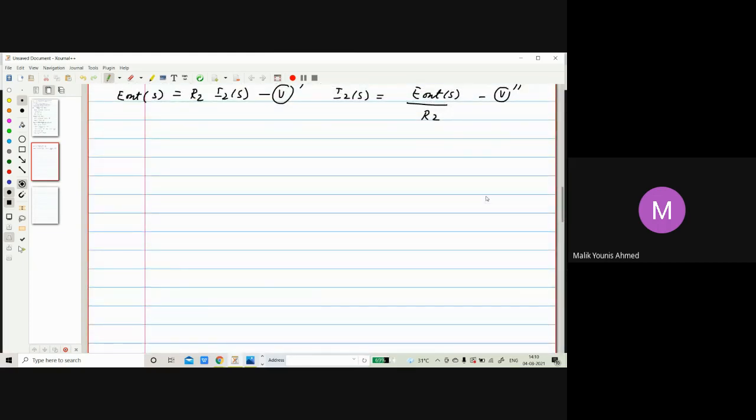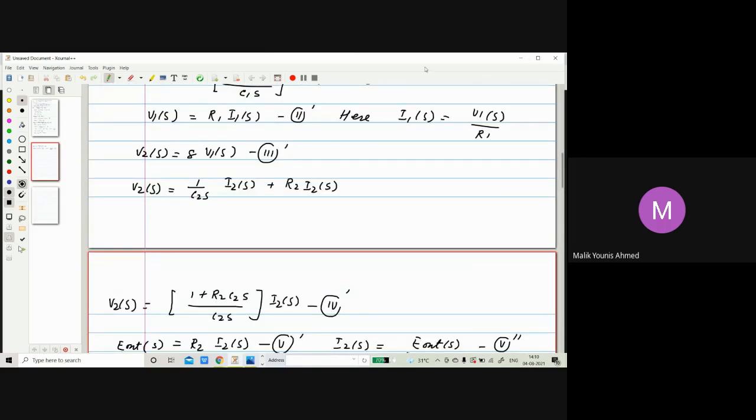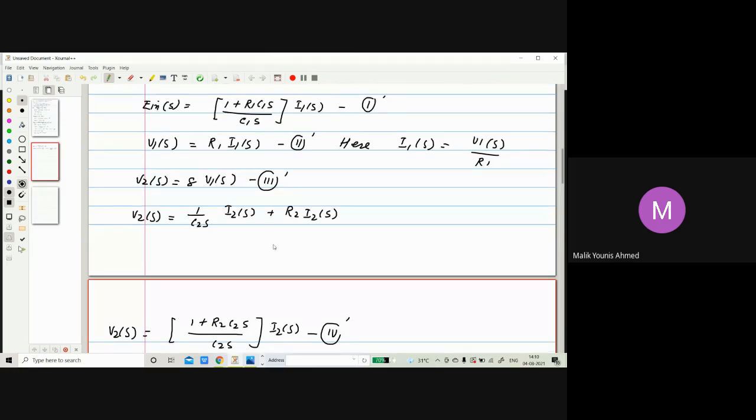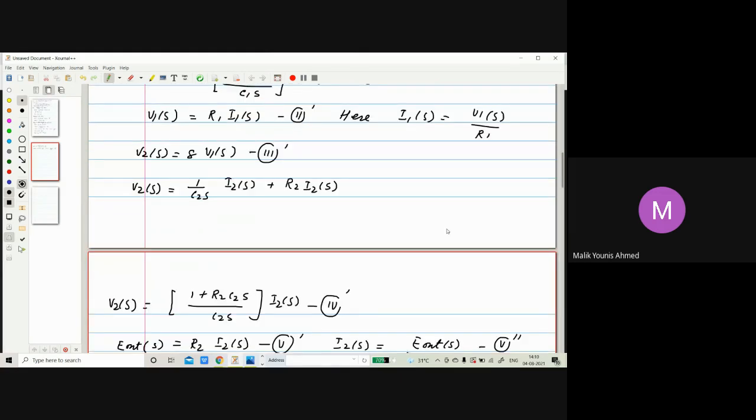So now what we'll do, I will substitute the value of I1 of s. Where is I1 of s? I1 of s is here. So you can look here. I1 of s, I will substitute that in equation 1 dash. What is 1 dash? 1 dash is this one. So I'm substituting the value of I1 here. So this will be E in of s, this whole thing, I will write V1 of s divided by R1.